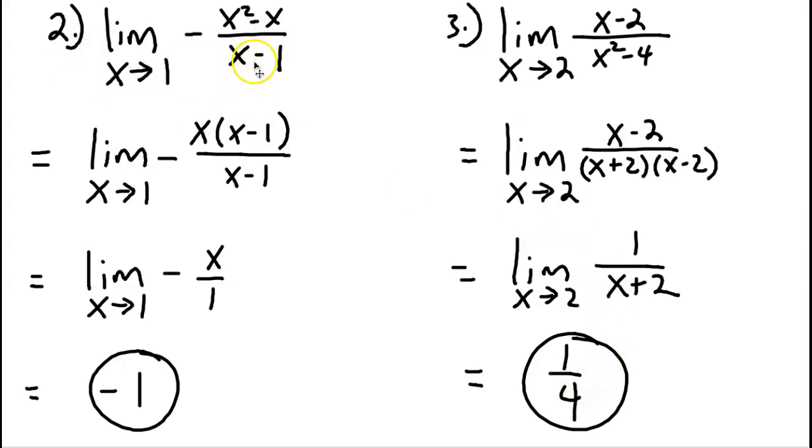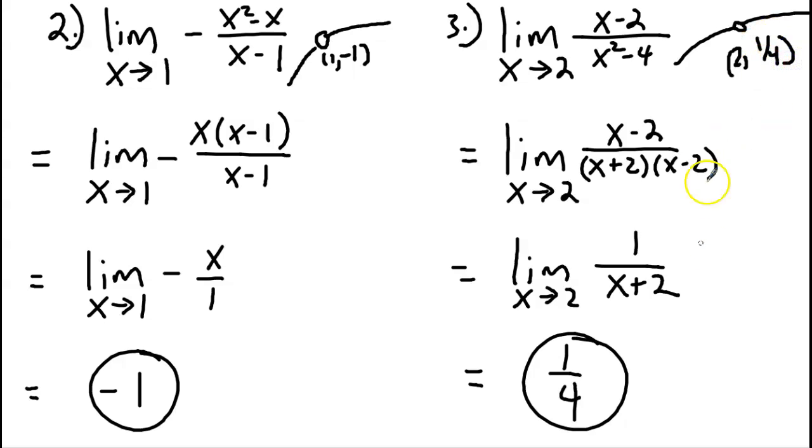So for both of these functions at the top, even though the functions do not exist at x equals 1 for this one and at x equals 2 for this one, the limit does exist. Both of these functions would basically have a hole at that point. For this one, as x approaches 1, we're approaching a y value of -1. And for this one, as x approaches 2, we're approaching a y value of 1/4. And it's at that open hole dot there.